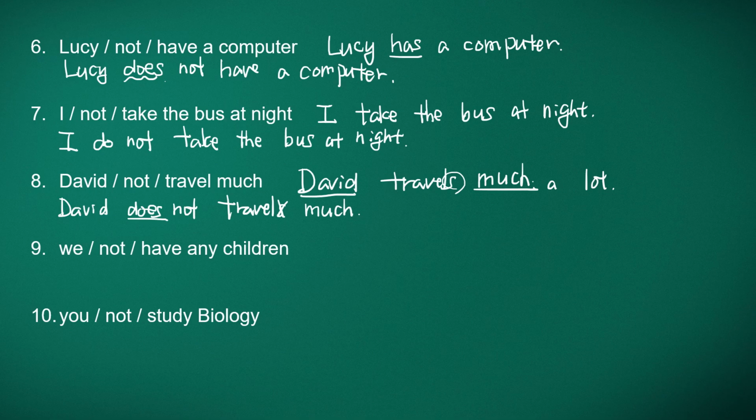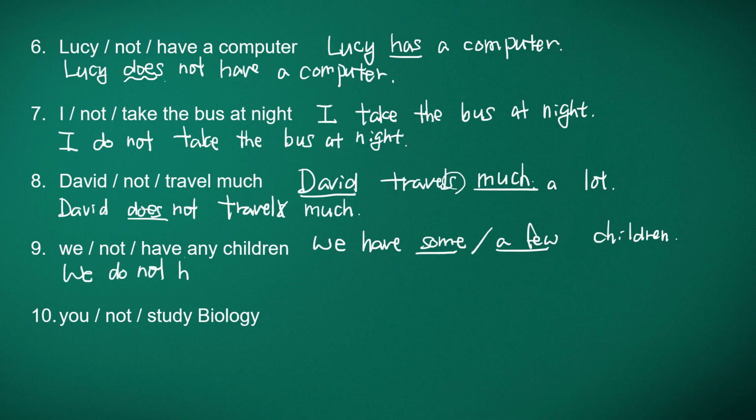And number 9, we have many children. We have some children. You can say some children or a few children. We have a few children. Or you can even say we have 2 children or 1 child. A negative, we do not have. And then in the negative, we use any children. We do not have any children.